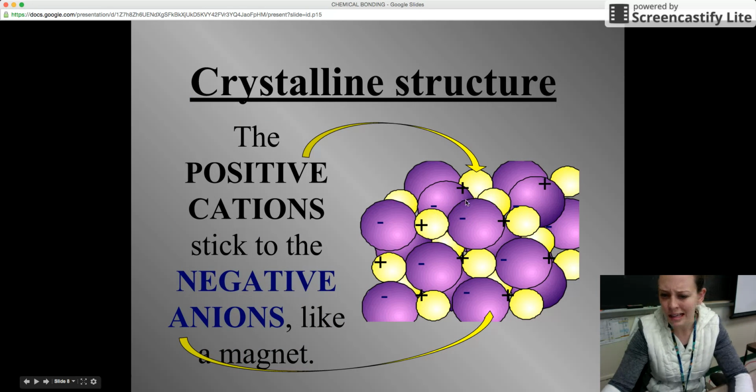Now, these negatives and positives got a little messed up. The yellow should be positive, the purple should be negative. But what we see is everything fitting together nicely, because you have the positive that likes to be around all these negatives, and the negative likes to be around the positives, and vice versa.